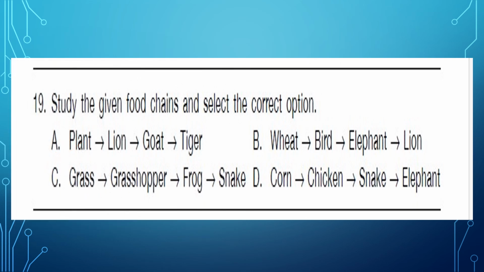Question number 19. Study the given food chains and select the correct option. If we check option A, lion does not eat plants, so option A is incorrect. In option B, birds eat wheat, but elephant does not eat birds, so B is incorrect. In option C, grasshopper eats grass, frog eats grasshopper, snake eats frog. So answer C is correct.